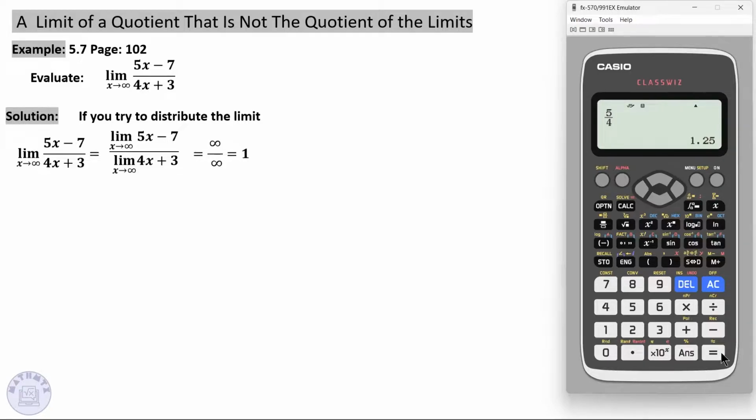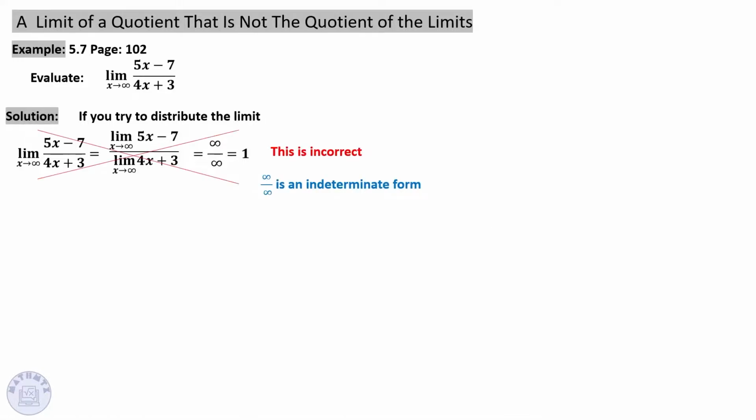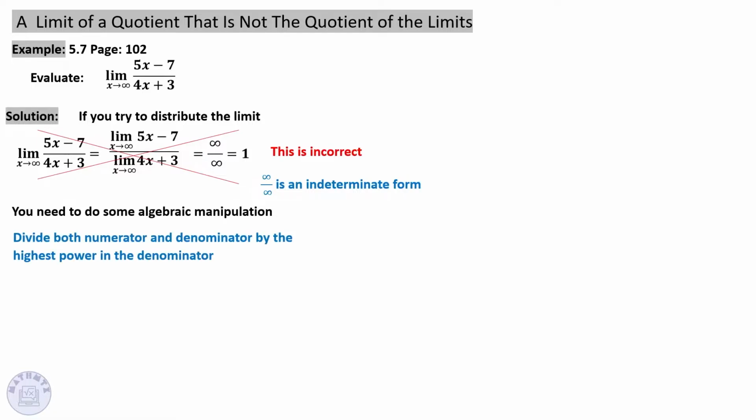So let's see how we can do it without using our calculator. Well, since you have infinity over infinity, this is an indeterminate form for limits. And here you need to do some algebraic manipulation. So in here, we will divide both the numerator and denominator by the highest power in the denominator. What's the highest power here? It's x. So dividing both top and bottom by x, and then trying to simplify the expression.